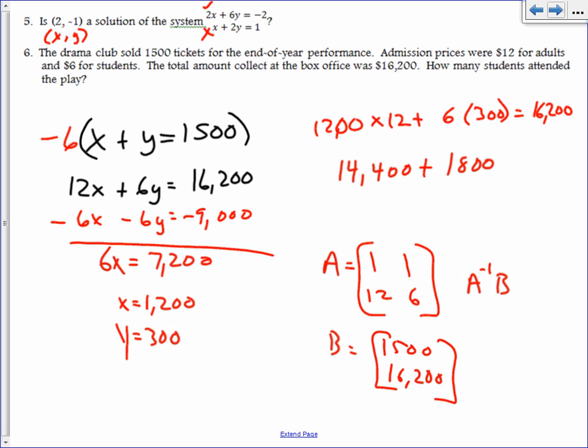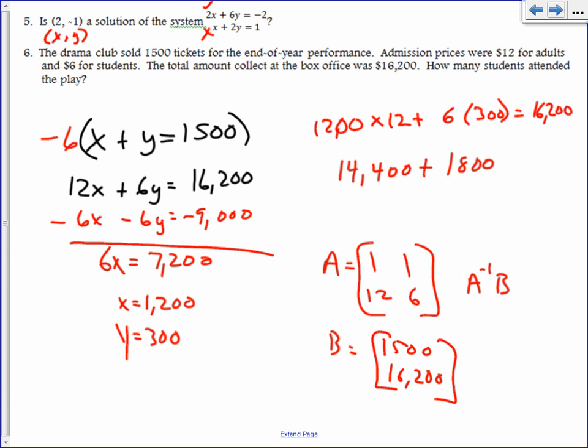1,200 times 12 is 14,400. 6 times 300 is 1,800. You add those two together, it gives me 16,200. 300 plus 1,200 is 1,500. It works. Word problems are tougher sometimes, but they work.